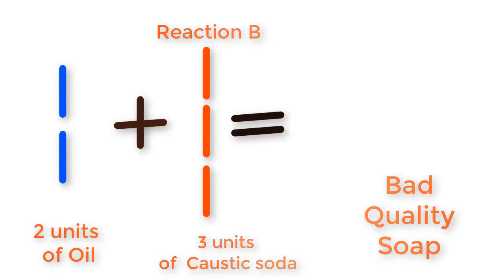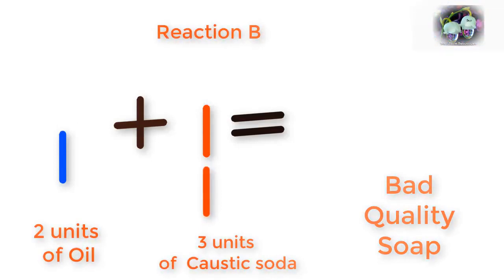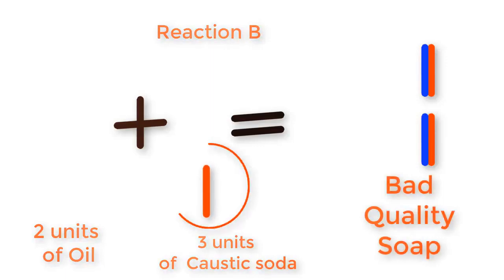2 units of oil combined with 3 units of caustic soda. Let's see why it is going to give us a bad quality soap. 1 unit of oil combined with 1 unit of caustic soda to give a unit of soap. Another unit of oil combined with another unit of caustic soda to form a unit of soap. At the end of the day, 1 unit of caustic soda is left behind in the reactor, and this will also mix with the soap.